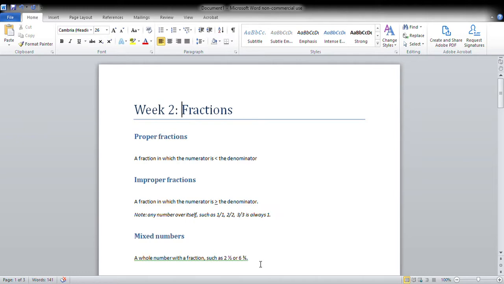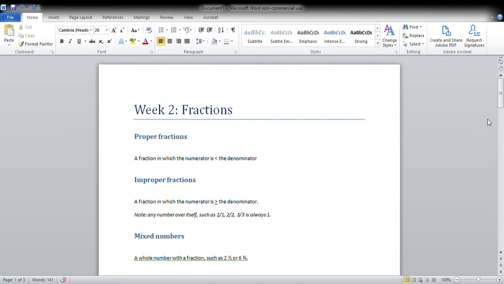So fractions are part of our everyday lives. We use them when we cook, we use them when we measure things, and there are times when we need to know things about fractions. So that's why it's important that we learn it. There are 3 different types of fractions. You see them listed here: proper fractions, improper fractions, and mixed numbers.